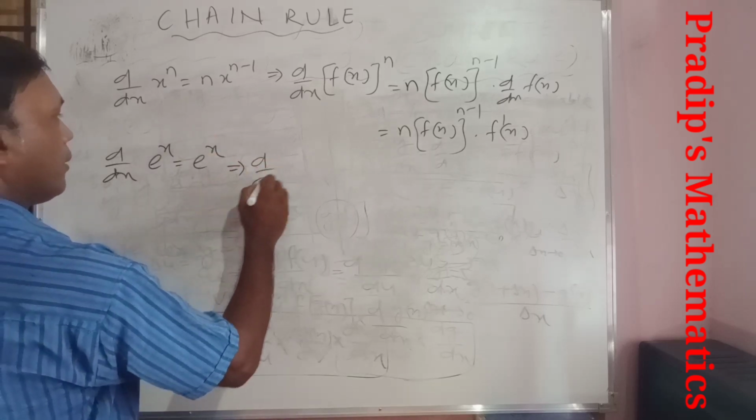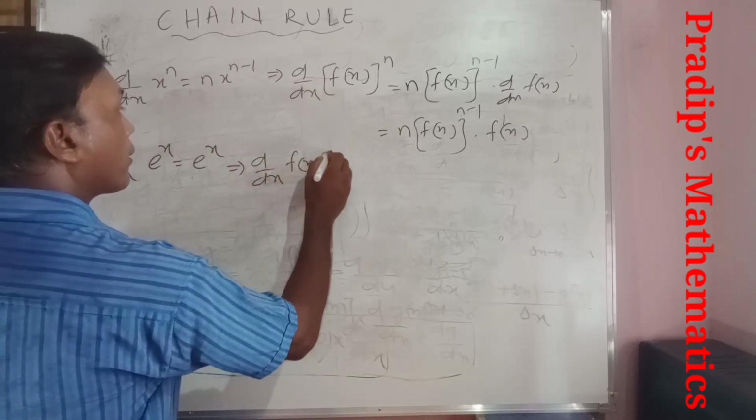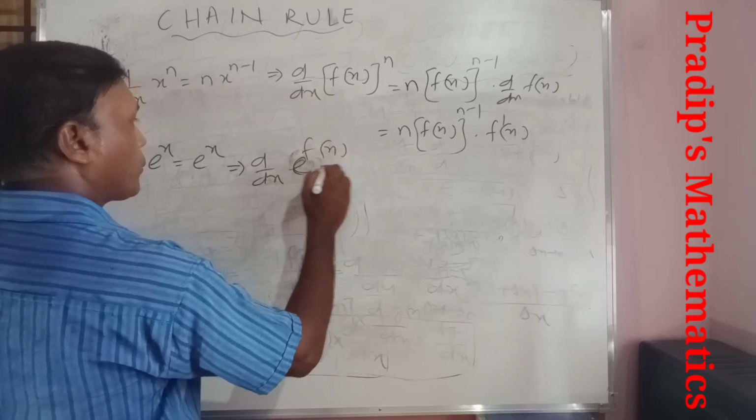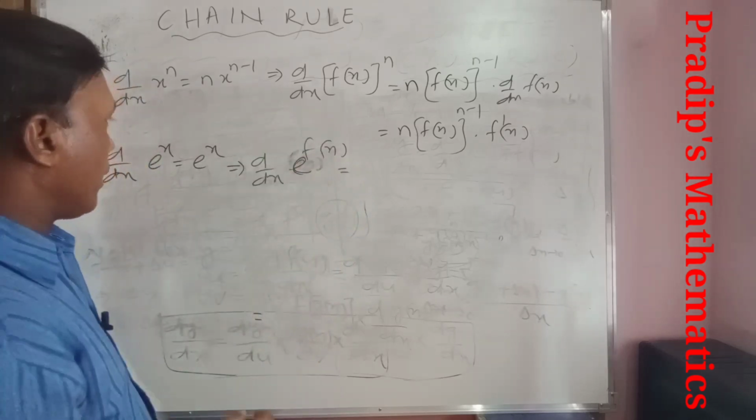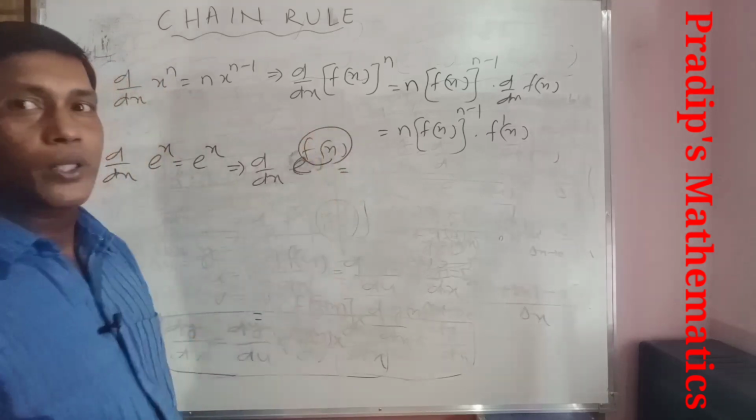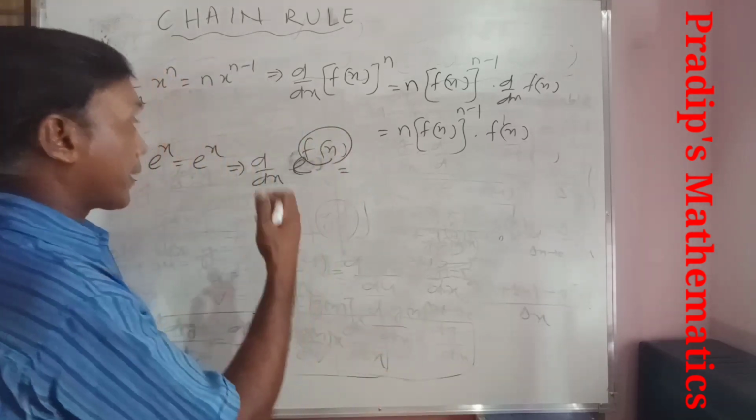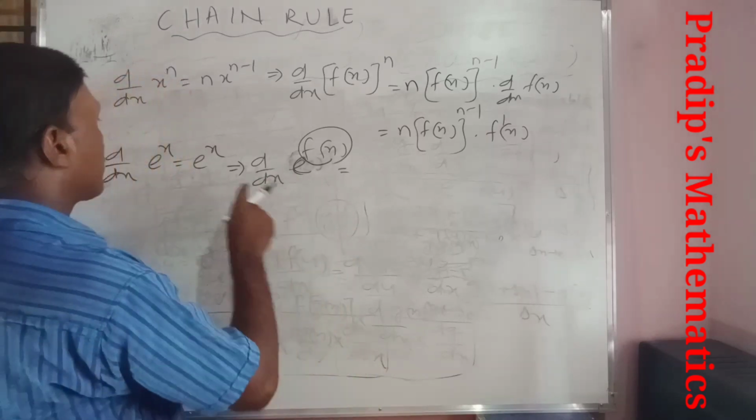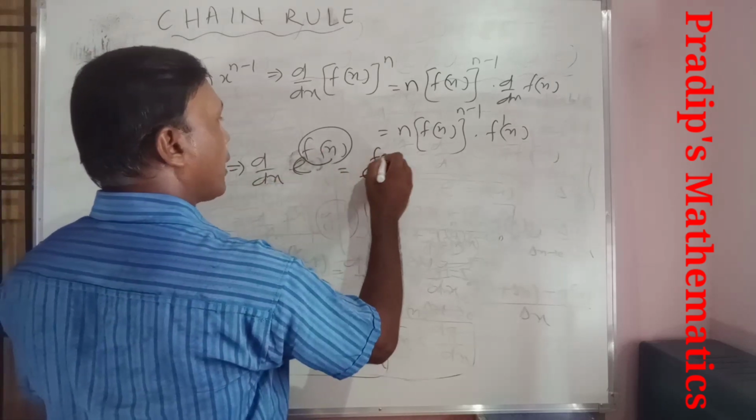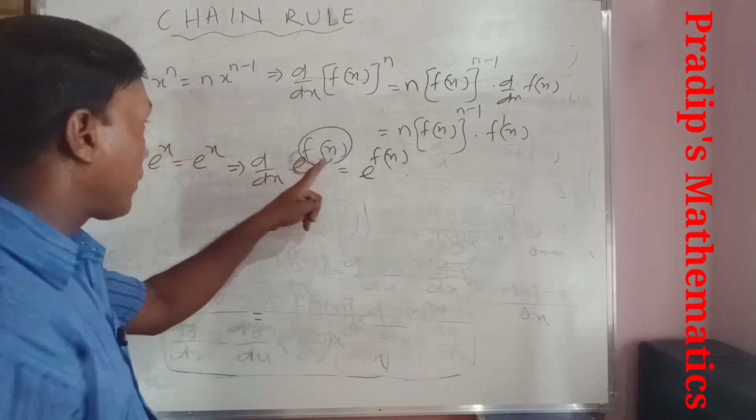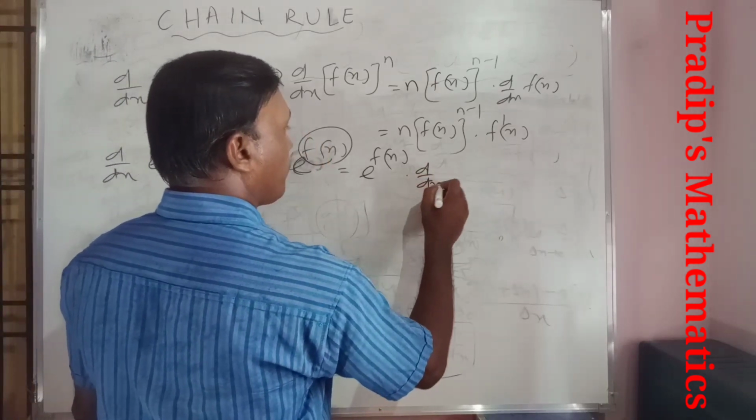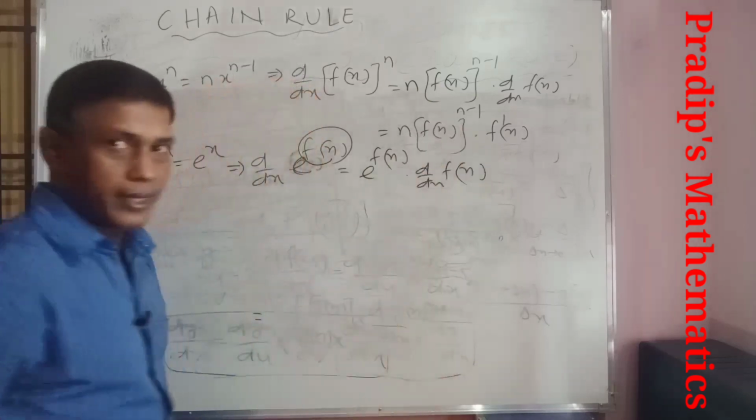Suppose we have to differentiate e to the power f of x. Now here the formula we can apply is e to the power x, but x is replaced by another function f of x. If x is replaced by another function, then we have to apply chain rule. Here the derivative of e to the power x is e to the power x, so the derivative of e to the power f of x is e to the power f of x, but x is replaced by f of x, so we have to multiply the derivative of f of x, which is f dash x.